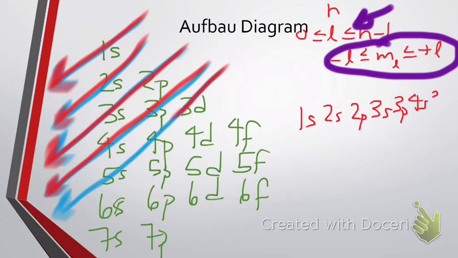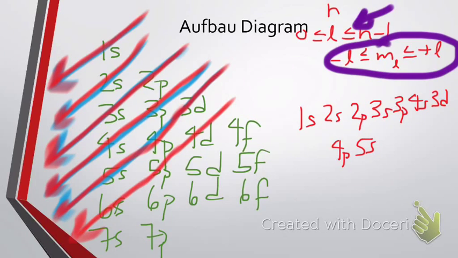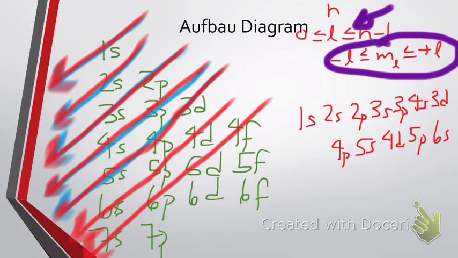I'm going to have to continue this down here. 3d. And then I'm going to have to continue on the lower line. The next one is 4p, 5s. So if we go on and continue, we have 4d and 5p, 6s.